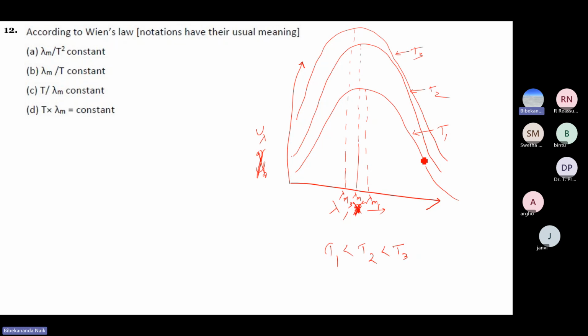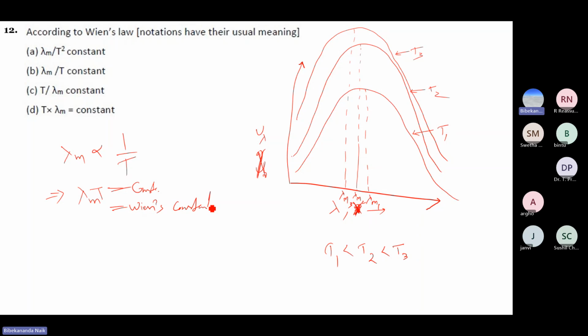So with respect to temperature, when the temperature is increasing, the value of wavelength which corresponds to maximum emissive power or power density decreases. So this is basically Wien's law. According to Wien's law, lambda m is inversely proportional to temperature. So with increase in temperature, the lambda m value decreases. If you introduce the proportionality constant, it will be lambda m into T equals a constant, and this constant is known as Wien's constant.